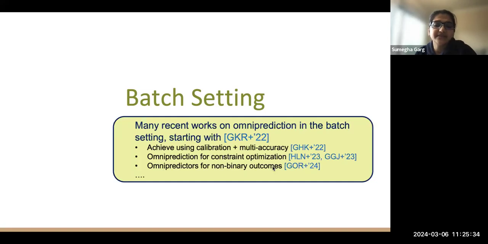In the batch setting, there are many works on omni prediction, starting with the work by Gopalan et al., which introduced the notion of omni prediction and gave algorithms for achieving it. There were subsequent works. For example, one work showed how to achieve omni prediction using slightly weaker notions of multi-calibration. We won't go into these works, but this is an active area of research, and there are many papers on omni prediction, especially in the batch setting.